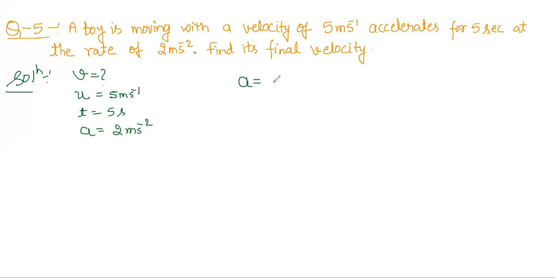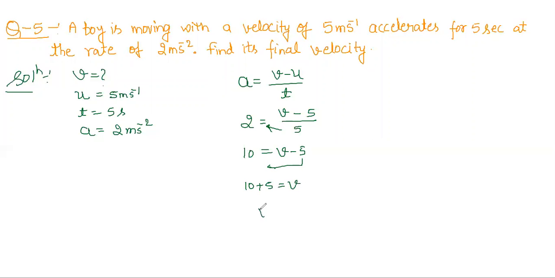We know the formula a is equal to v minus u upon t. Put the values. a equal to 2, V means V, u means 5, and t means 5. Cross multiply. 2 into 5 will be 10, equal to v minus 5. Transfer the minus 5 to this side. 10 plus 5 equals v. Then v equals 15 meter per second. This is a very simple question.